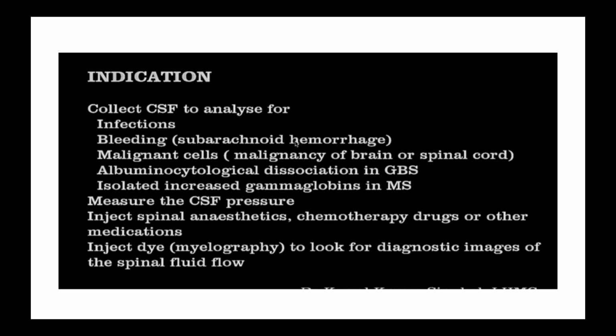Then for GBS, that is Landry's Guillain-Barré paralysis, you do CSF examination to look for albuminocytological dissociation. So the protein levels are raised while the cells are not present. That is called albuminocytological dissociation in GBS. Then isolated increased gamma globulins may be seen in multiple sclerosis. So this is again an indication for diagnostic CSF.